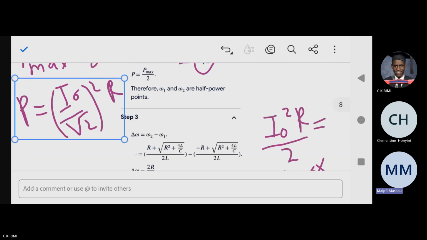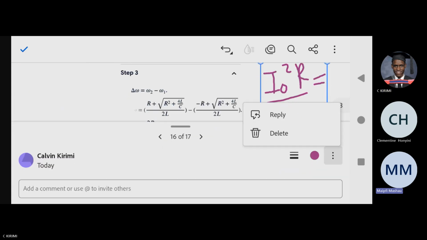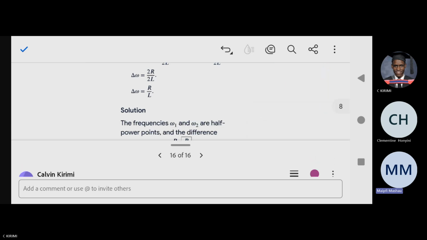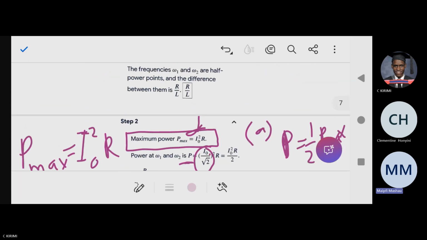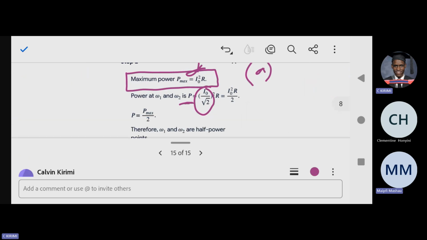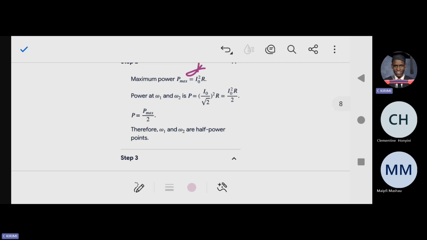Sorry, before you proceed, you're saying P max is equal to I naught squared times R, so where is the square root of 2 coming from? All right, let's clarify that. So let's start again.